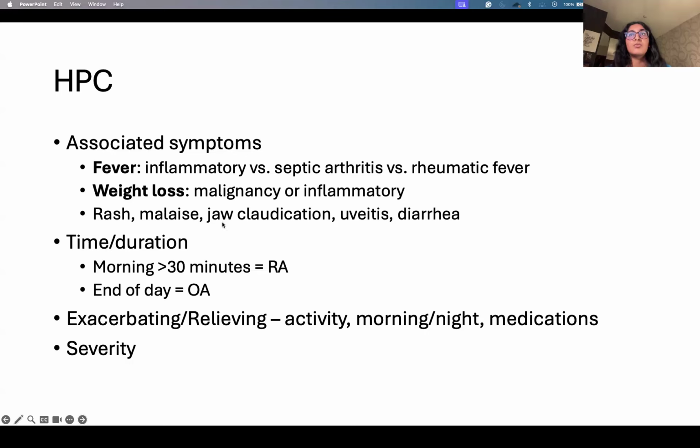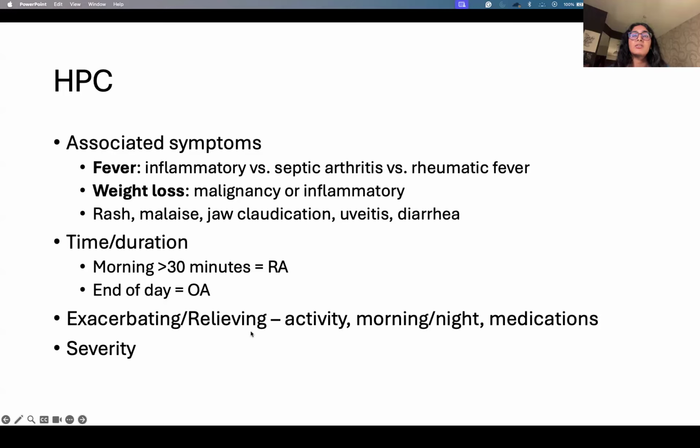And finally, associated symptoms. This is really important for the inflammatory arthritis. These more systemic or constitutional symptoms like fever, weight loss, some of these that we'll cover in a bit, all point away from osteoarthritis because usually the only thing you see is joint pain in osteo. We talked about this, but time and duration. So especially if they're saying they have morning pain or stiffness that gets better, say after 30 minutes, that suggests rheumatoid, versus they've been on their feet the whole day and then their knee hurts at the end of the day, that sounds more like osteo.